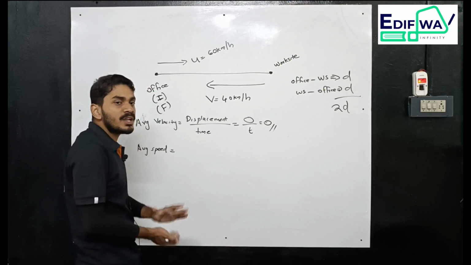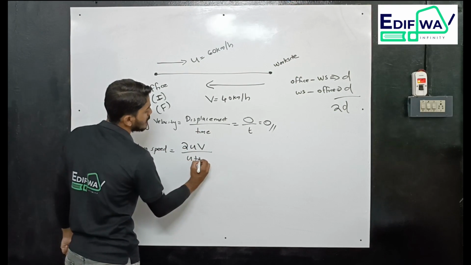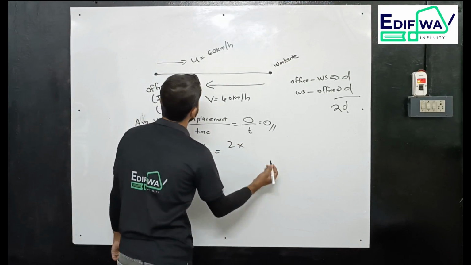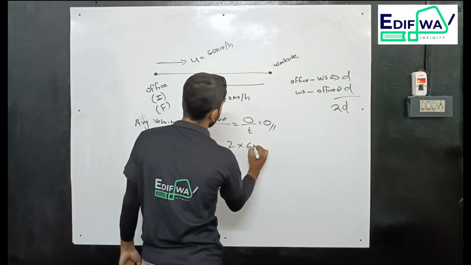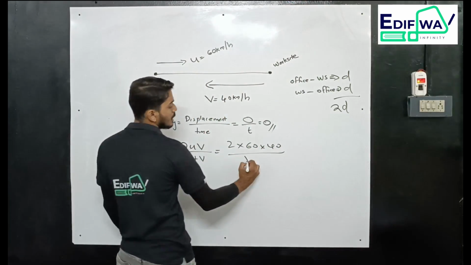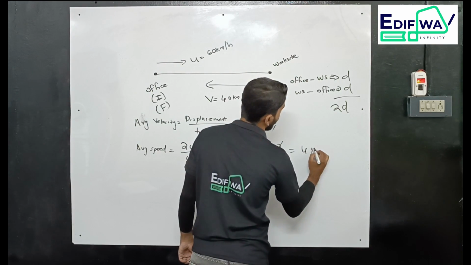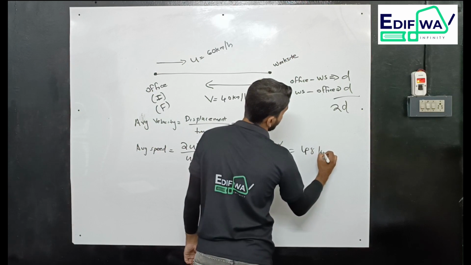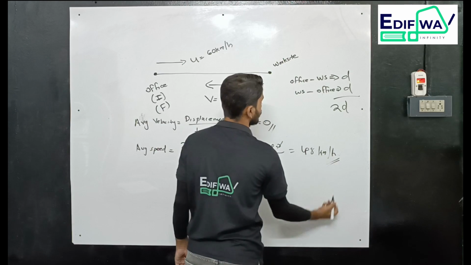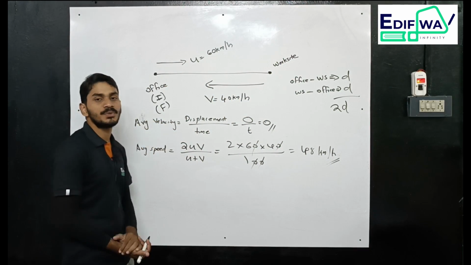Then what will be the average speed? Yes, 2uv by u plus v, right? So how to do this? 2 times u is 60, times v is 40, divided by 60 plus 40, that is 100, right? Cut this, and your answer becomes 48 kilometer per hour. Clear? Kilometer per hour. So that's the answer. I hope you understand the concept of this question.